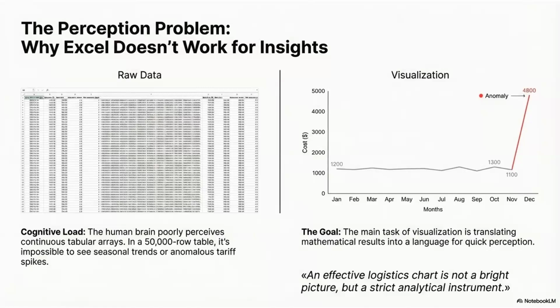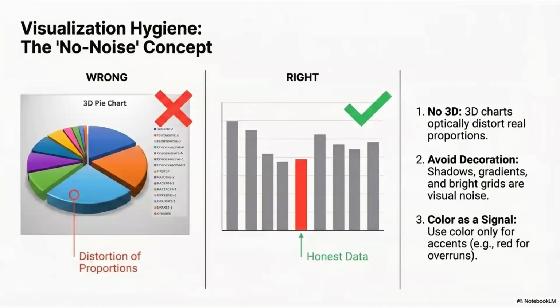One fundamental rule should be remembered. An effective logistics chart is not just a bright picture to decorate a corporate report. It is a rigorous analytical tool. It is developed exclusively to save time on decision-making and to clearly highlight deviations in supply chains. Let's consider the fundamental rules for building logistics charts, which are based on the concept of minimizing visual noise. Professional analytics does not tolerate embellishments, and its main task is to show objective reality.